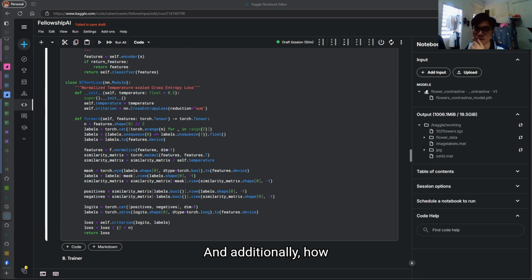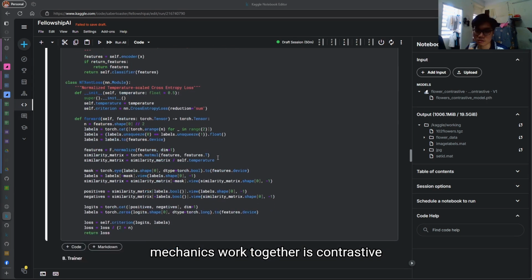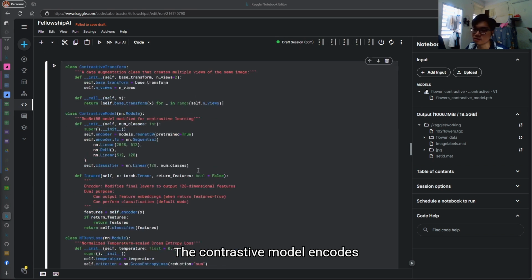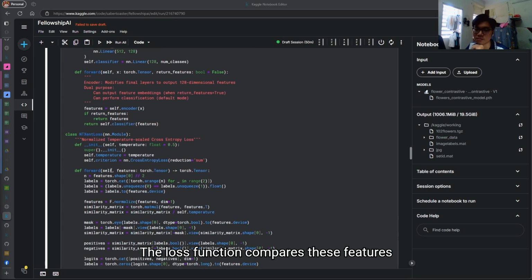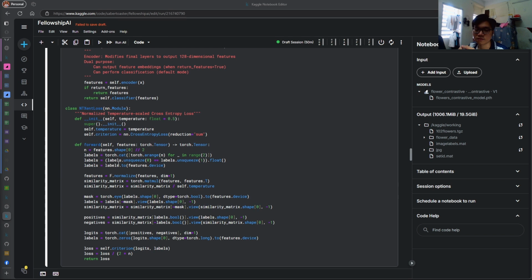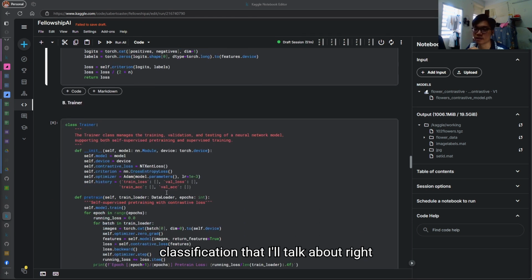And additionally, this is how all these contrastive mechanics work together. The contrastive transform creates two views of the image. The contrastive model encodes these views into feature space, and the loss function compares these features to learn meaningful representations. The learned features can then be used for downstream tasks like classification, which I'll talk about right now.